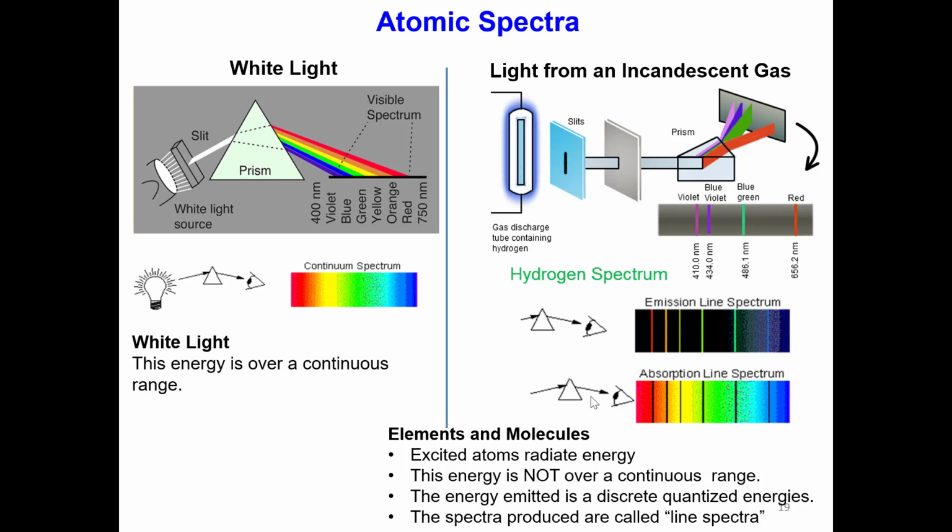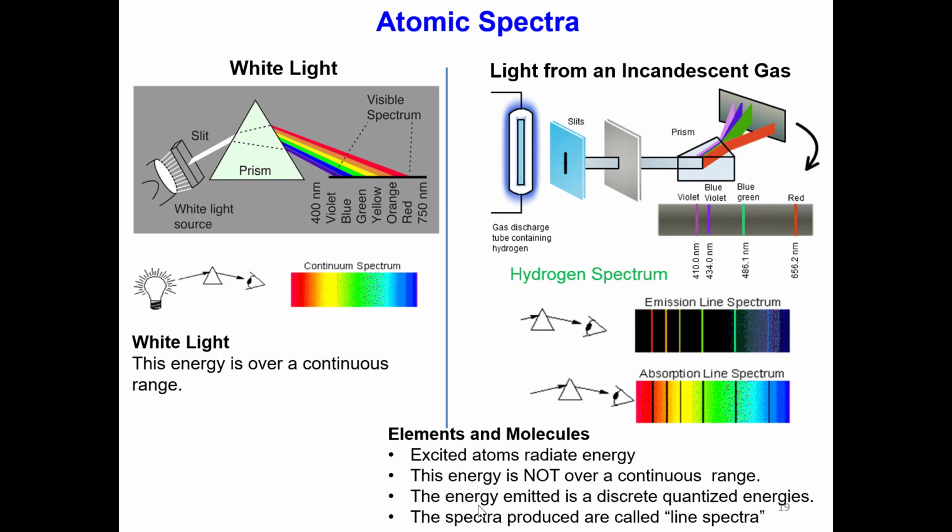For elements and molecules, the excited atoms radiate energy. When we apply high voltage, we give energy to the atoms, and then the electrons can jump from one energy level to another energy level. But this energy is not over a continuous range, not like this case. It's just some particular values of energy, meaning some particular colors.